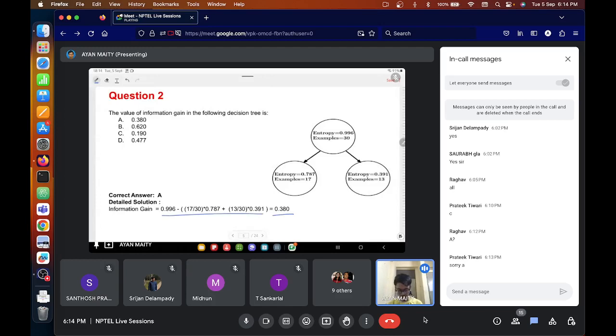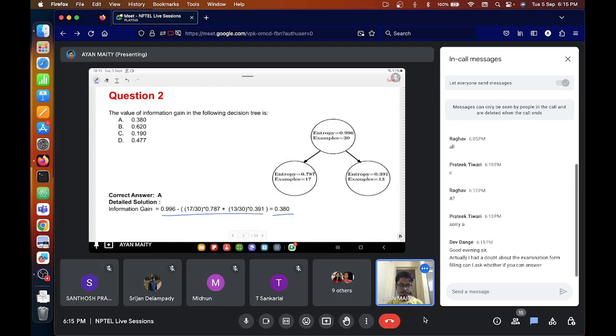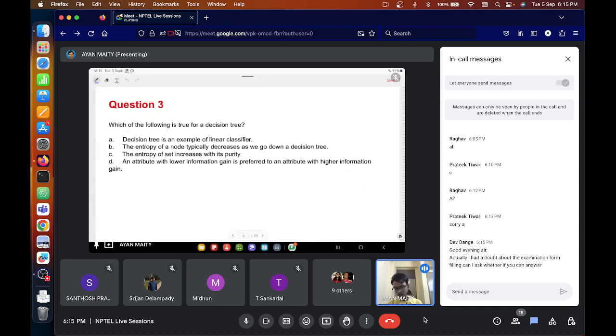So this is the overall formulation. Are there any questions or doubts regarding this problem? So we can move on to question 3.